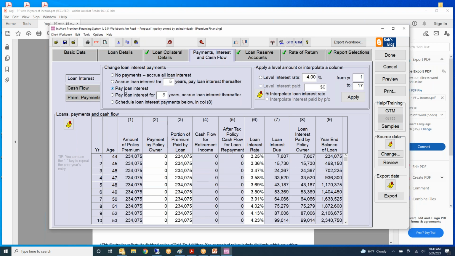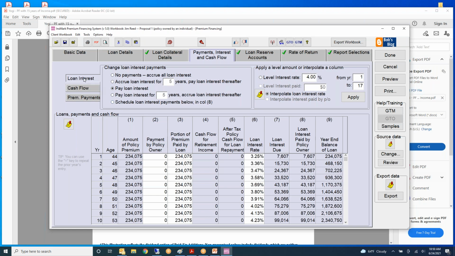So here, I add the loan interest as pay loan interest. Not accrue, none of these, but this one. So you see here in column 7, year 1, the interest rate is 3.25 and your first loan is 234,075. And he is going to be paying $7,607. So this is paying the loan interest based on the loan interest rate here.